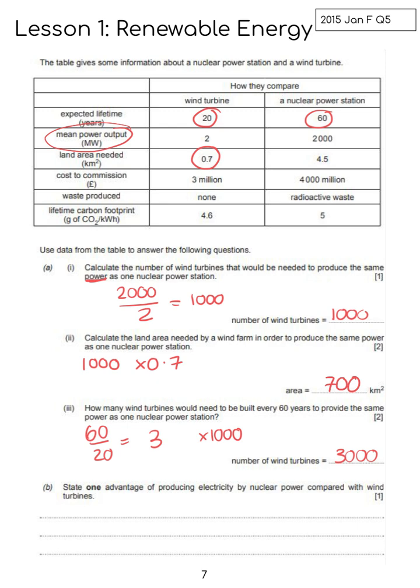And the last one, state one advantage of producing electricity by nuclear power compared with wind turbines. I think the easiest one here to say is wind is unreliable, whereas nuclear power can run all the time. All the other answers that are in the mark scheme are on the next slide.